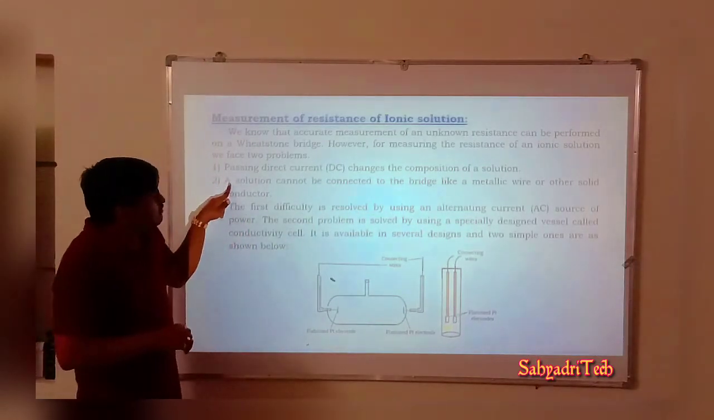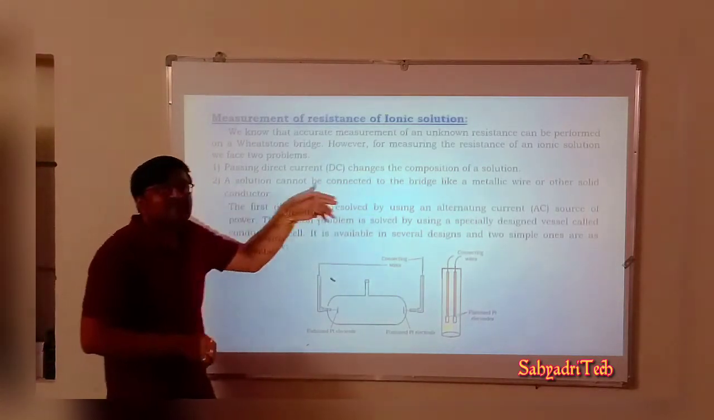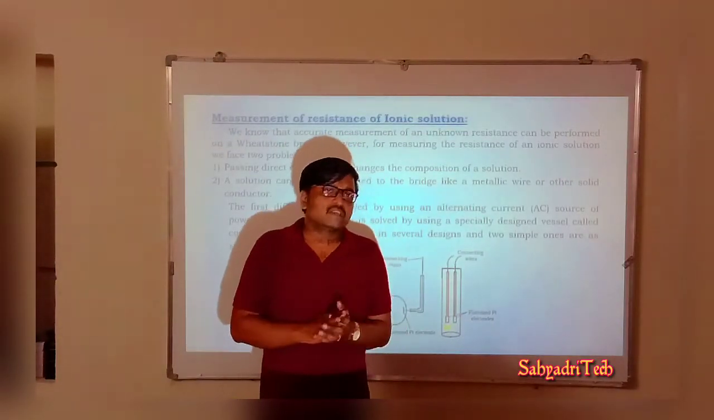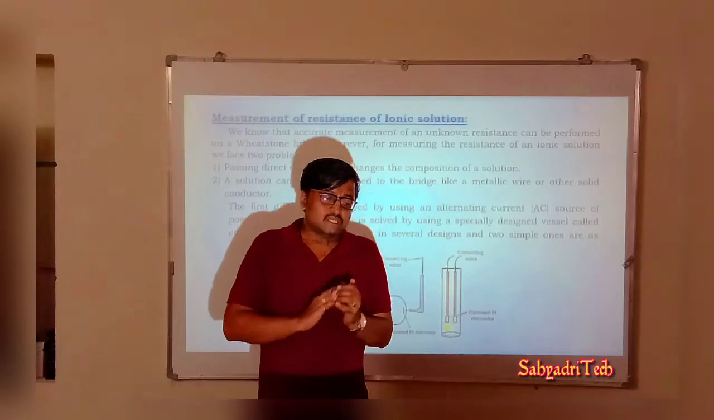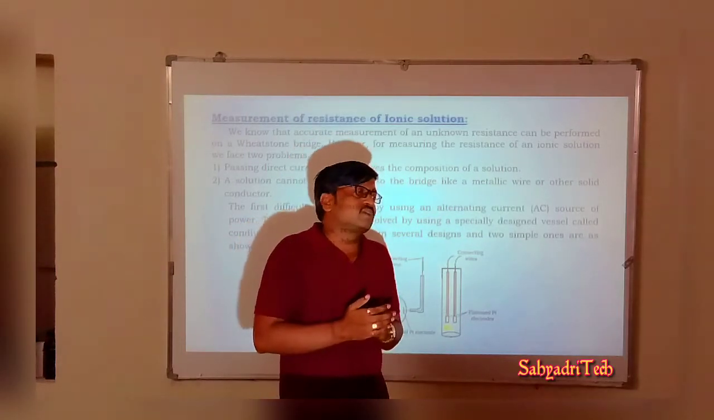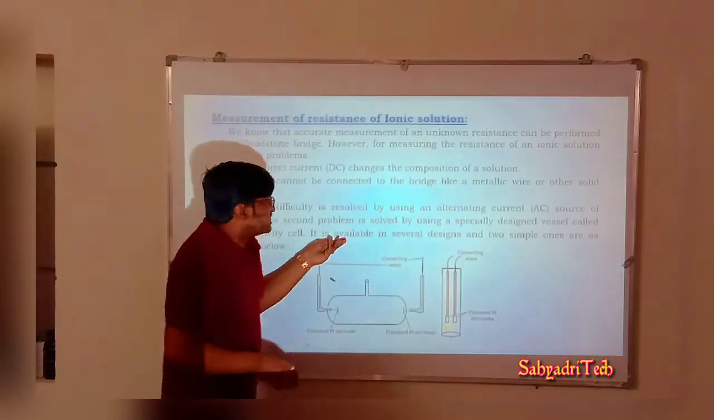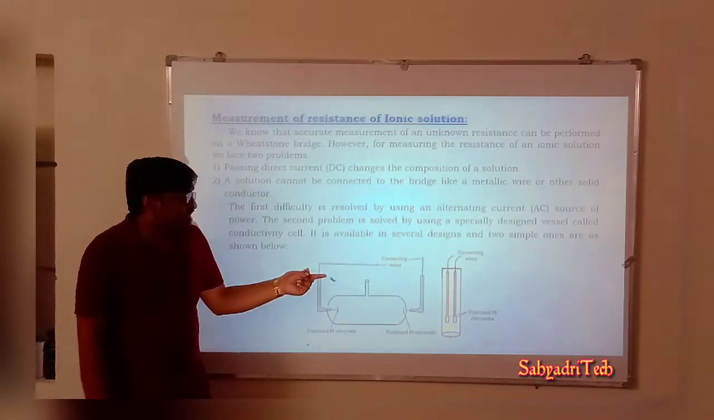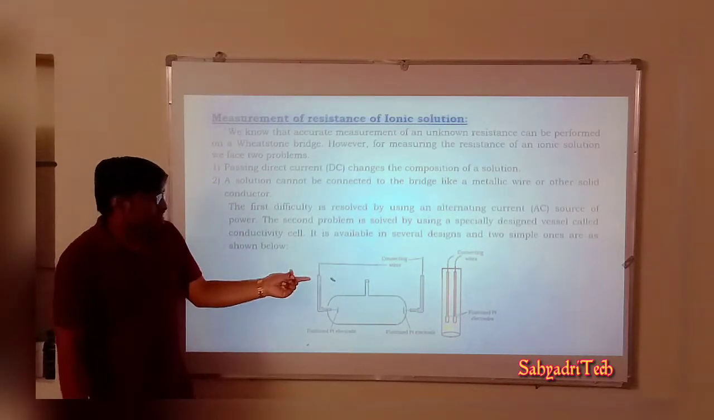Well, the second problem, what we said, is that the solution cannot be connected like a metallic wire, or any other solid conductor, in a Wheatstone bridge. This problem can be resolved. How? By specially designed cells, they are called conductivity cells.